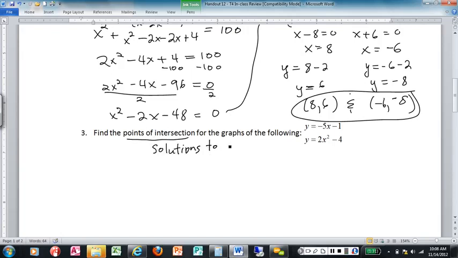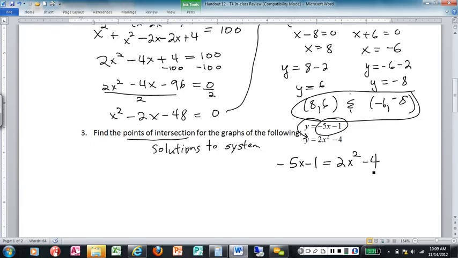So vice versa, solutions to the system are the points of intersection on the graphs, the real solutions. Yeah, so if it asks for points of intersection, again, it's just solving the system, which looks like substitution, doesn't it? I can substitute the minus 5x minus 1 for the y down here, so I get minus 5x minus 1 equals 2x squared minus 4.